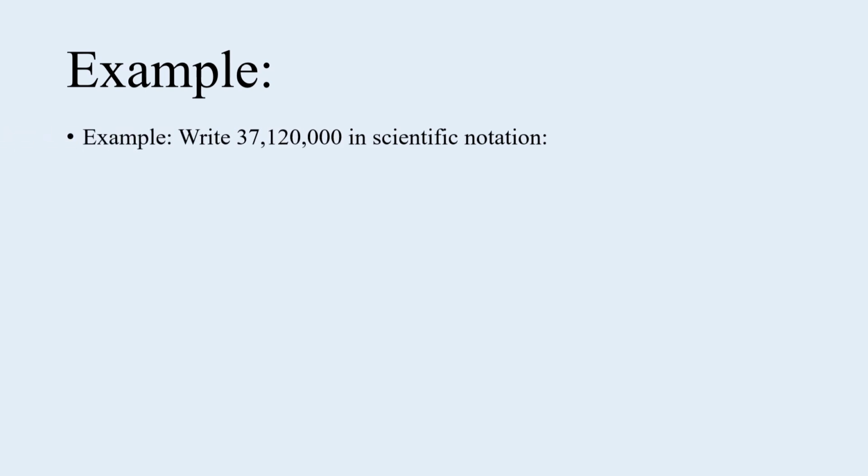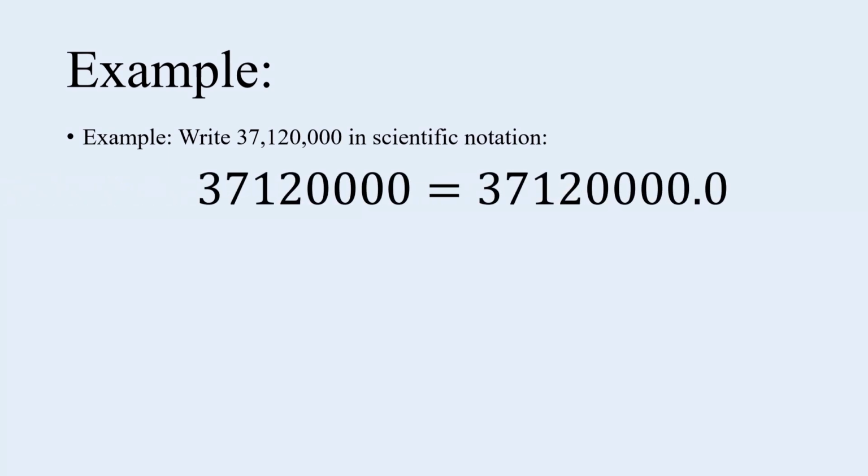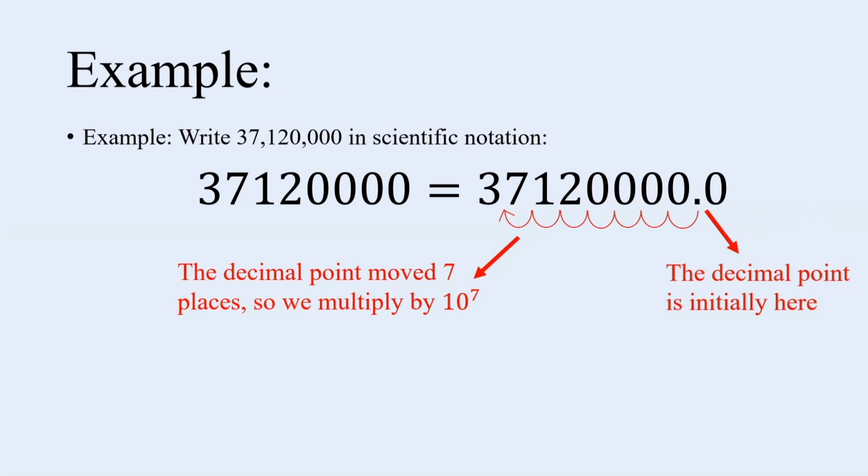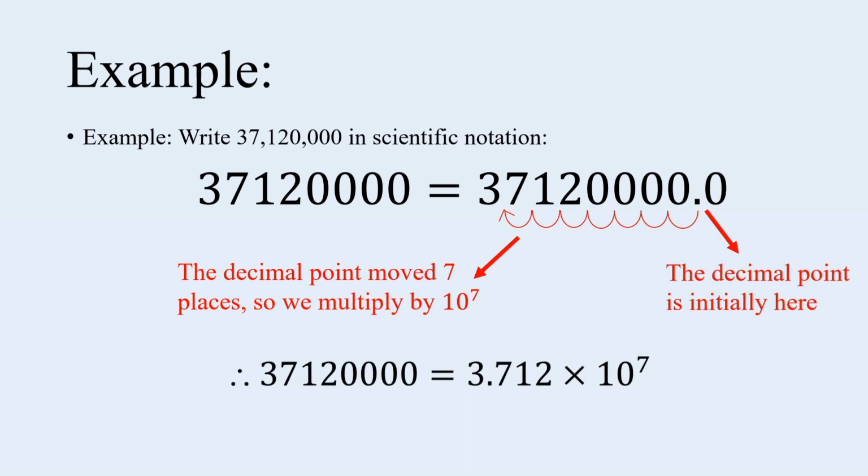Now, let's go through an example. Let's say we want to write 37,120,000 in scientific notation. To do this, we need to move the decimal point until it is just behind the digit 3, towards the left of the number. In this case, we need to move the decimal point by 7 places to the left, which is why we will multiply by 10 to the power of 7. Therefore, 37,120,000 is equal to 3.712 times 10 to the power of 7.